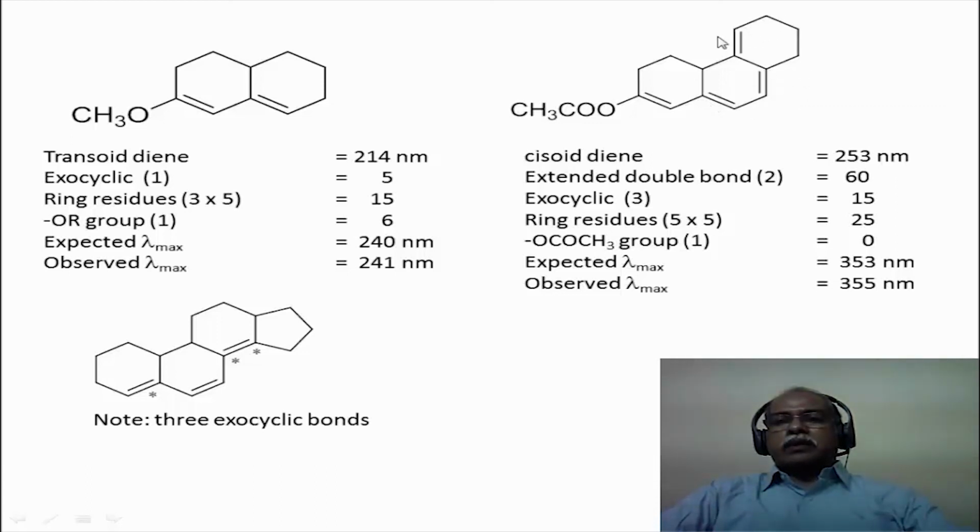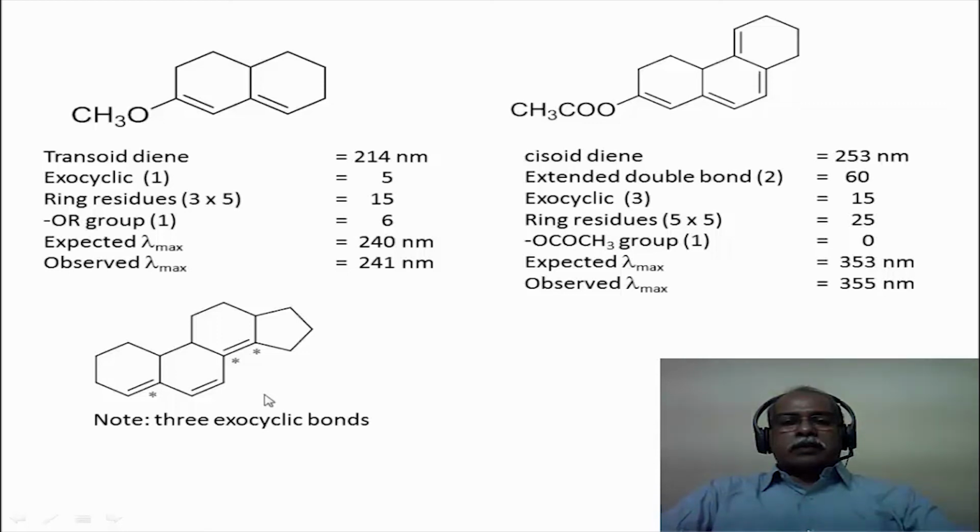So in other words, you have to take this entire skeleton and look at the number of substituents that are present in the double bonds. This is one substituent in the double bond. This is another substituent in the double bond. This is a third substituent in the double bond. This is a fourth substituent in the double bond. So 5 substituents are present in the double bond. 5 times 5 is 25. Acetate group of course doesn't contribute anything. The expected value, if you add up all the numbers, is 353, and the actual experimental value is 355. So very close numbers is what you get in this particular case.